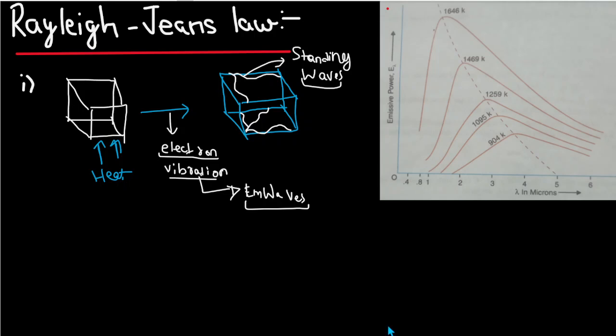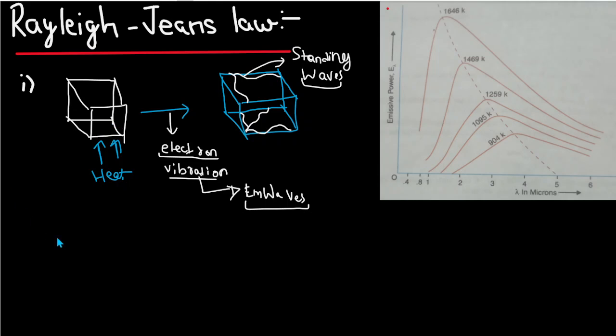Let's suppose there is a cube, and I heat this cube. What will happen? It is a metallic cube, so there are free electrons, and the electrons start moving, or let's say oscillating. If electrons start oscillating, they start emitting electromagnetic waves along the X, Y, and Z axes. If they emit electromagnetic radiation, they make a standing wave pattern, and that's why it is essential to understand standing waves while deriving the Rayleigh-Jeans law.